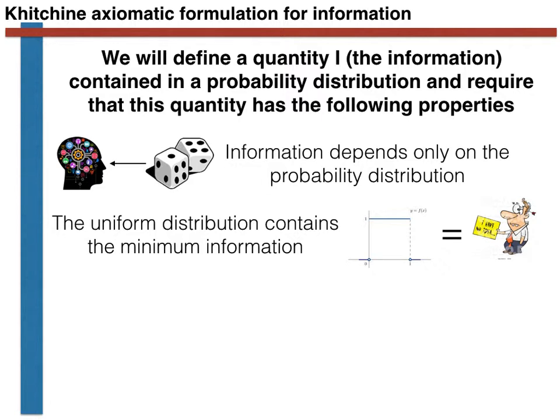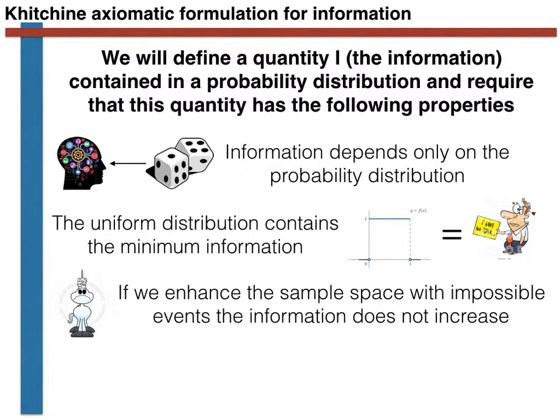The next of our four requirements on the information is equally uncontroversial. We state that if we enhance the sample space with impossible events, then the information will not increase. This is also rather intuitive if you think about it a little. If I tell you that one of these n plus 2 things will happen, but the last two will definitely not happen, then I could give you the same amount of information by telling you that one of these n things will happen. In fact, by making the first statement, I've made myself look a bit weird. You would probably ask yourself why I even mention the two things that definitely wouldn't happen.